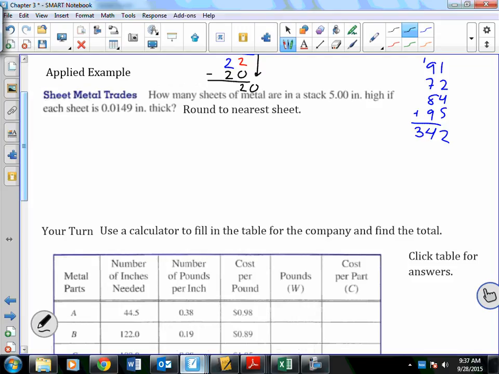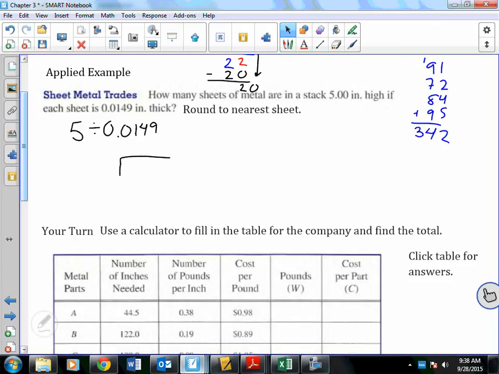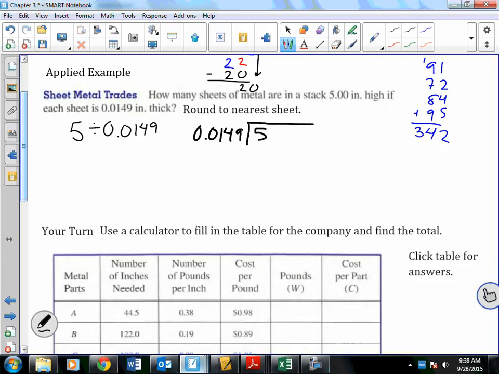Here's some applied examples. Let's say you have a certain amount of sheets that are stacked 5 inches high. If each sheet is 149 ten-thousandths of an inch, how many sheets are in that stack? I don't want to count those individually, so I'm going to use math in order to help me out. So really this question boils down to 5 divided by 0.0149. So when we set this up, it looks like so. Let's write it here, some more space. At 0.0149, I want to know how many times does that go into 5. And what we do is we move this decimal place over, so we have a whole number here.